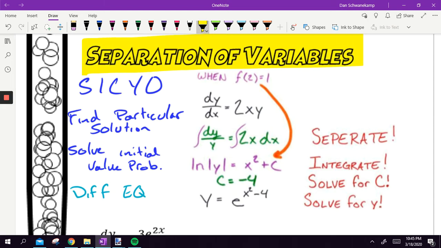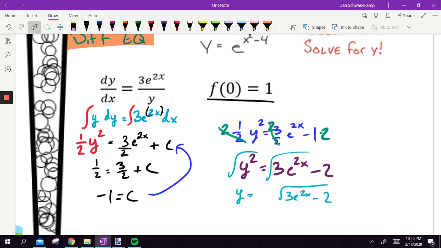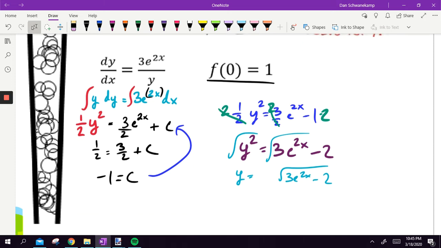Separation of variables. Separate, integrate, solve for C, solve for Y, options. Remember, it could look lots of different ways. It could say find the particular solution. It might say solve the initial value problem. It might say solve this differential equation. Sometimes it just says separate the variables and integrate, but that's what we're doing here. You know what that looks like. Separate, integrate, solve for C, solve for Y, options. That's what we did here.